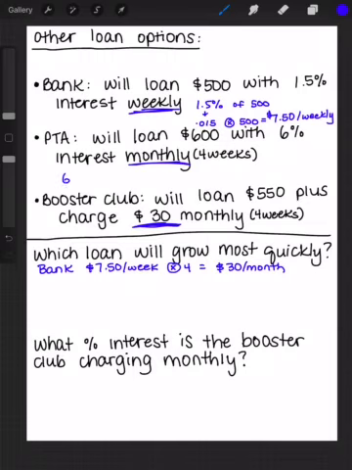Now this next one, what is 6% of 600? Okay, so again, I change this to a decimal, so 0.06 times 600 equals $36, and that is per month. So they're giving us a little extra money, but then we're going to owe that $600 back plus $36 a month. So that one's definitely not going to be our best one, because we're going to end up owing more after each week.